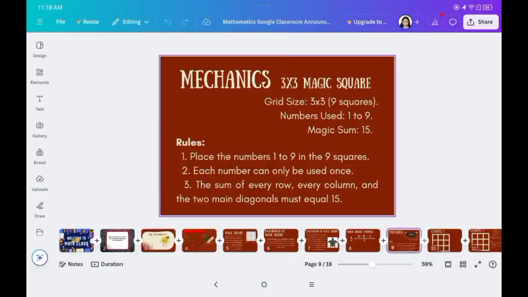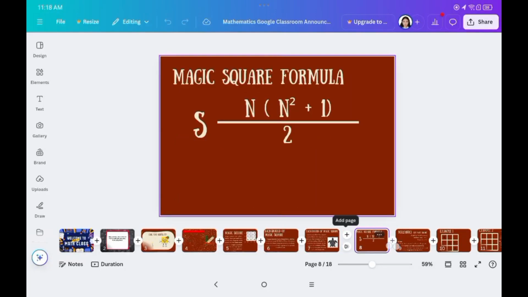kapag ang grid ay 3x3, mayroon itong 9 squares at binubuo ito ng 1 to 9 at mayroon itong magic sum na 15. Rules. Ang rules nito ay maglalagay ka ng 1 to 9 sa bawat square, dapat hindi maulit ang mga number sa bawat column, row at diagonal. Meron itong total sa column na 15, lahat mula sa column, row at diagonal.